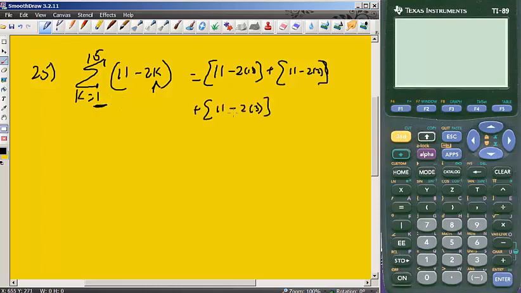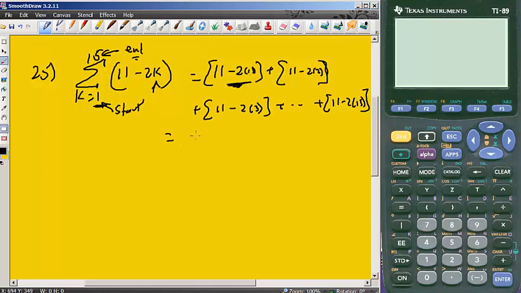We keep going until we hit the very last term, which is going to give us 11 minus 2 times 15, because that's the end right there. So this is the start, and this is the end. So when you add them all up, I haven't finished writing all these out. I don't have to, but I'll show you a shortcut. That's why I didn't do that.